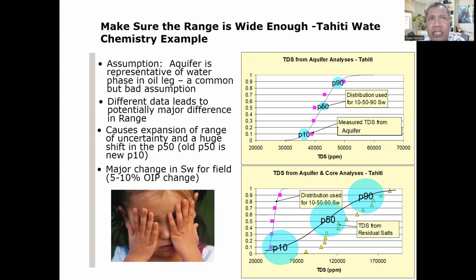The importance of ensuring a wide enough range of data in the contact and water chemistry analysis, for example, is highlighted, as different data sources can lead to significant differences in the uncertainty range and can cause a major shift in the estimated values. It also emphasizes the need to avoid assuming the aquifer represents the water phase in the oil leg, as it is a common flawed assumption.